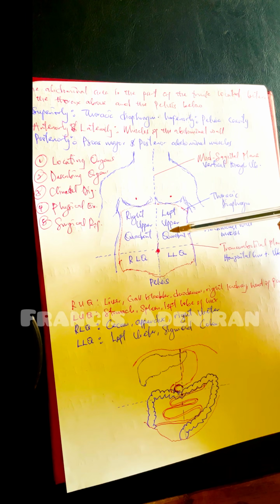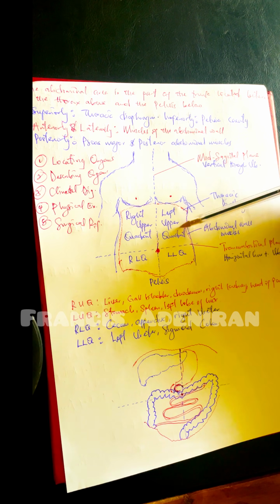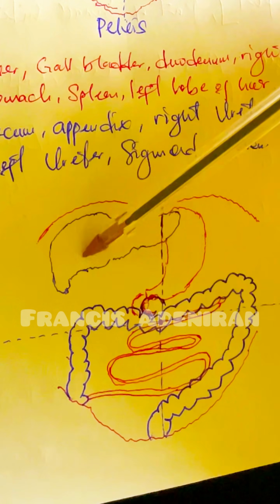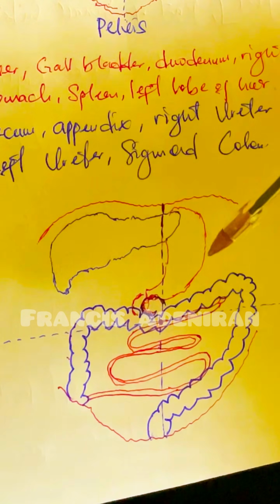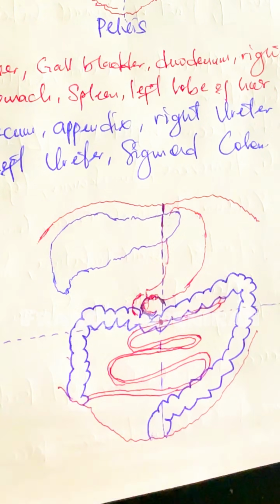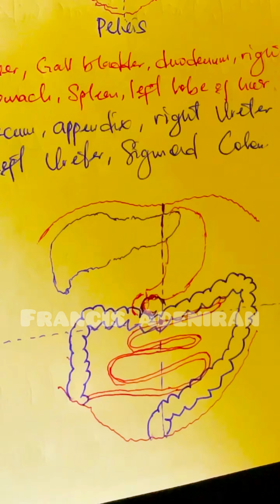Then let's go to the left upper quadrant. This is the left upper quadrant. Essentially, what you can find here is the stomach. You can find the spleen. You can find the left lobe of liver. So if this is the liver and this is the right lobe, right? And this is the left upper quadrant. That means you can find the left lobe of liver here, this aspect. Then you can also find the stomach and also the spleen.